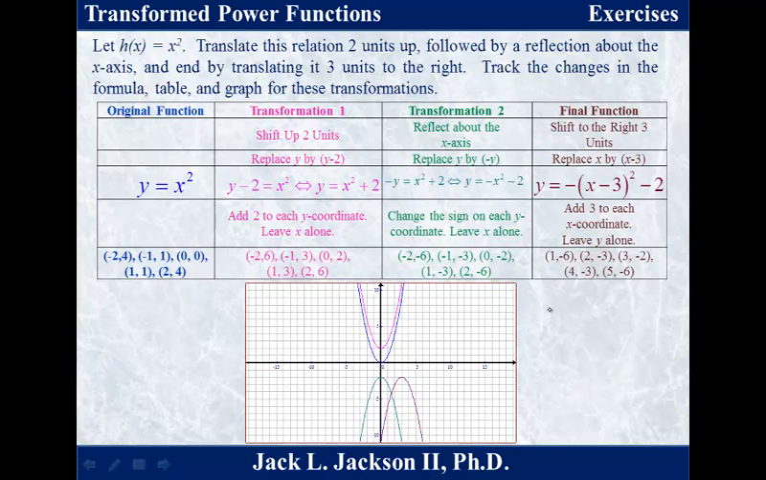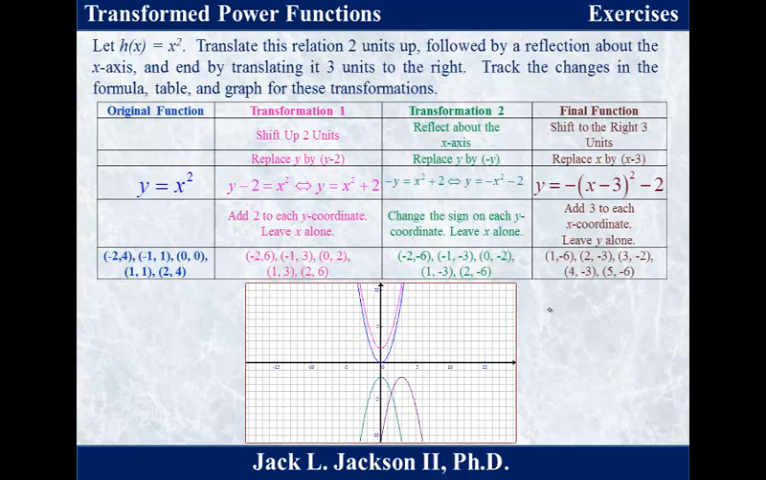Well, here's what we get. The original function is y equals x squared, and some key points on that might be -2, 4, -1, 1, 0, 0, 1, 1, and 2, 4. And then we get the blue graph that you see on the graph below.